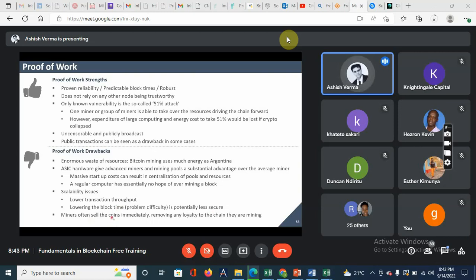And miners often send the coins out immediately, removing any loyalty to the chain they are mining. Whenever a new block is generated, as soon as the miner gets 6.25 Bitcoin, he will directly go to the market, sell it for USD and take the cash. So he is not staking anything, and he does not have any loyalty to this particular system.